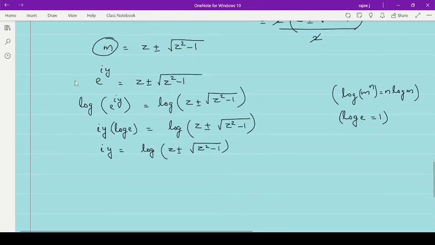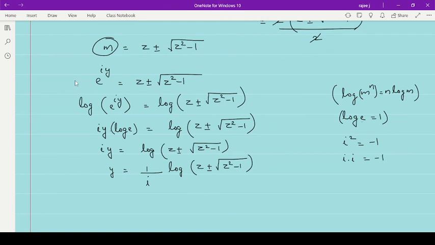Therefore, y is equal to, what to do? Take this i to the denominator, so 1 by i log of z plus or minus under root of z square minus 1. Okay, now 1 by i, see, i square is minus 1. What is i square? i into i is minus 1. Okay, I am taking 1 i to the denominator.